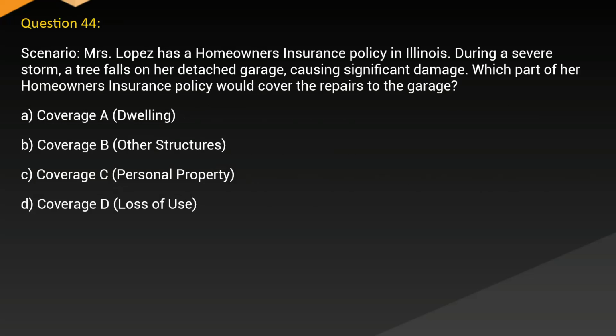Question 44. Scenario. Mrs. Lopez has a homeowner's insurance policy in Illinois. During a severe storm, a tree falls on her detached garage, causing significant damage. Which part of her homeowner's insurance policy would cover the repairs to the garage? A. Coverage A, dwelling. B. Coverage B, other structures. C. Coverage C, personal property. D. Coverage D, loss of use.